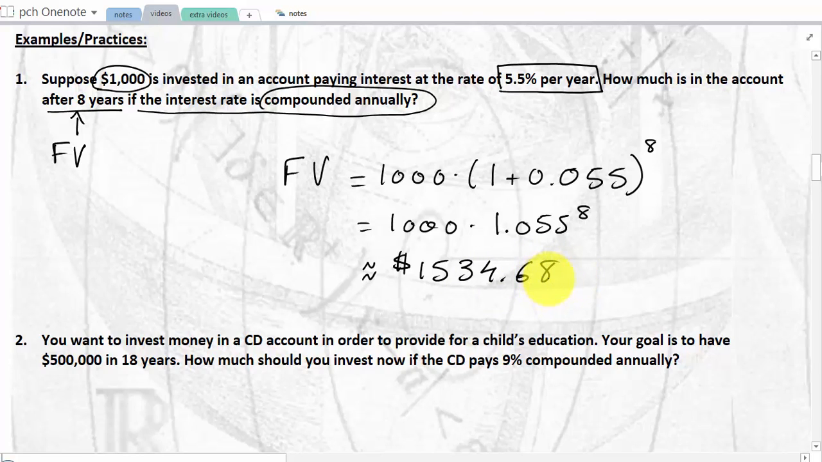I never round up. This is what a student told me, and it sounded pretty logical. He told me that the bank would not round up for us, so I think it's a pretty good argument. It doesn't matter what the next number is right here, I will never round up, I will just truncate my number, okay? So this is the value of the investment, the future value, 8 years from now.